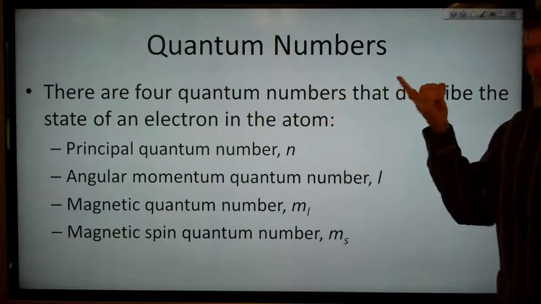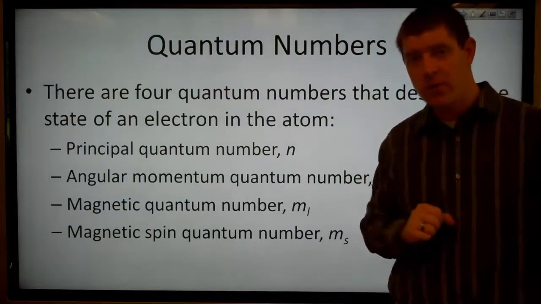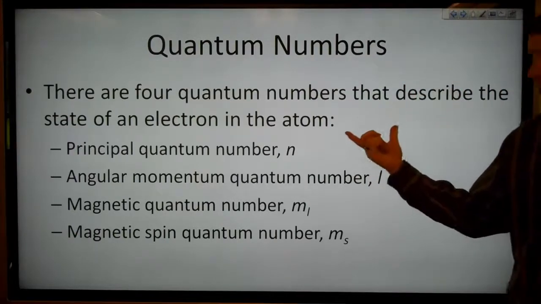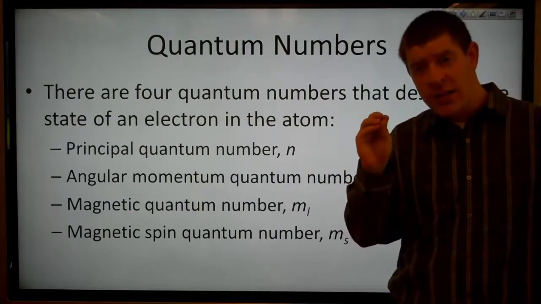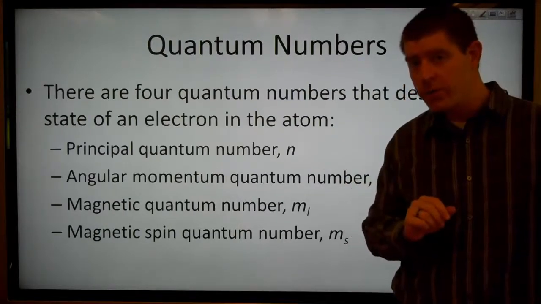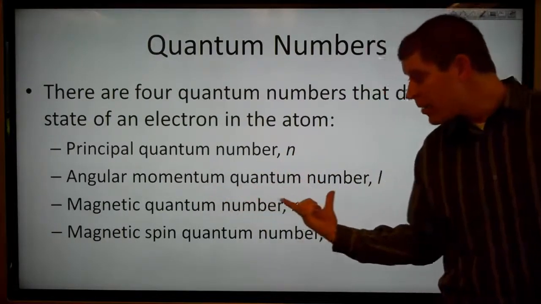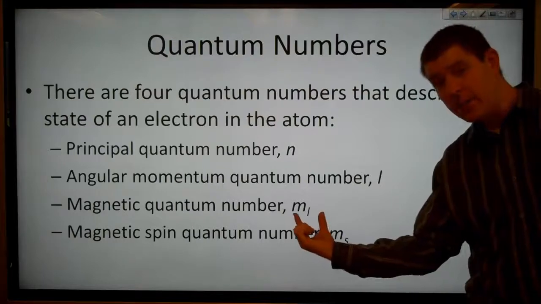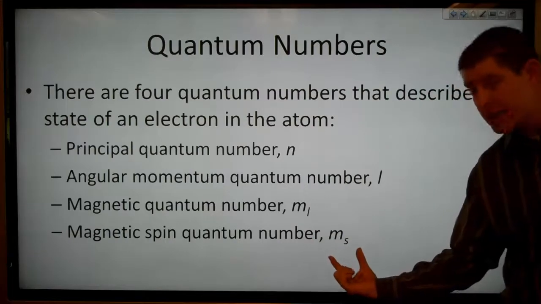And so we come up with quantum numbers. Again, quantum means it's quantized. There are specific energy values associated with these things. There are 4 quantum numbers that describe the state of an electron in an atom. In order to describe exactly where an electron is, the state the electron is in, we need just four numbers. We have the principal quantum number, which we symbolize n. We have the angular momentum quantum number, which we symbolize l. We have the magnetic quantum number, which we symbolize m sub l. And we have the magnetic spin quantum number, which we symbolize m sub s.